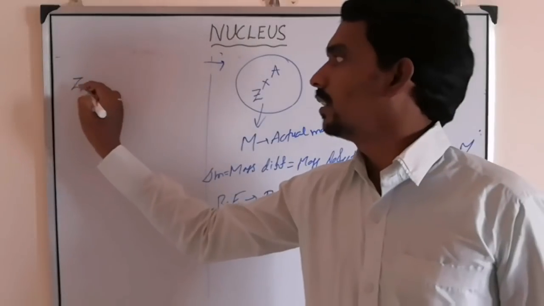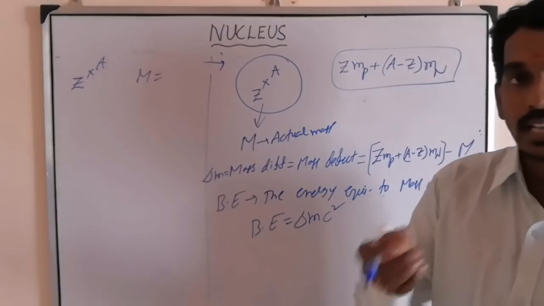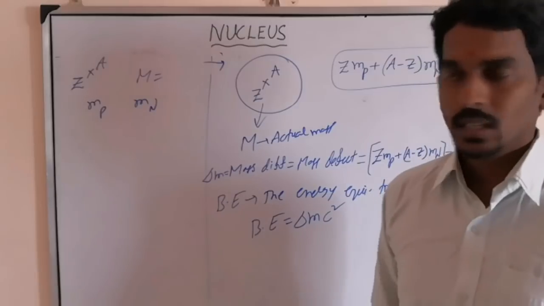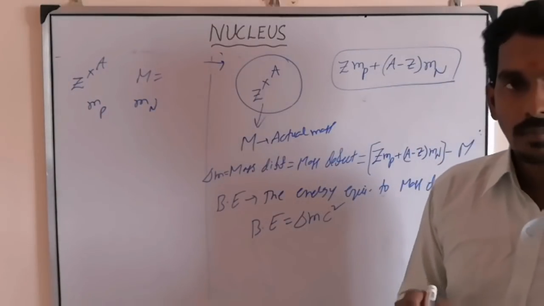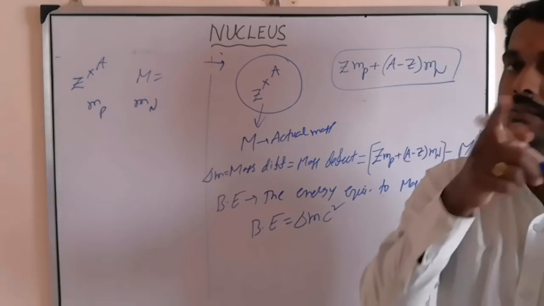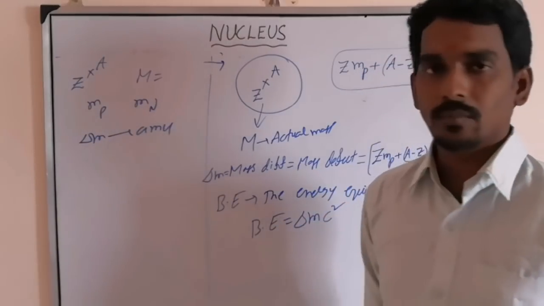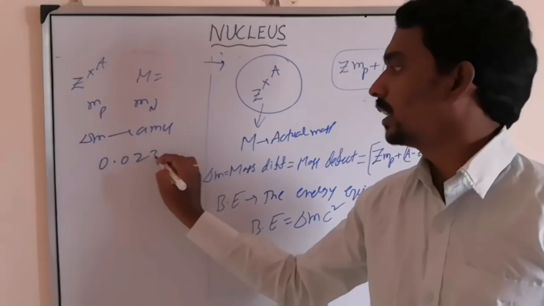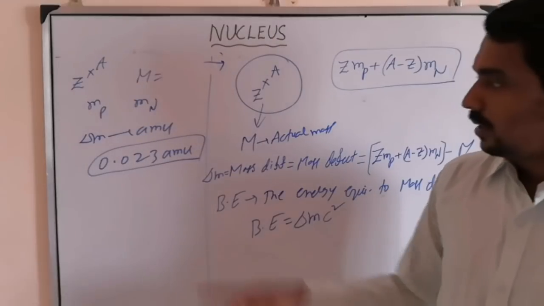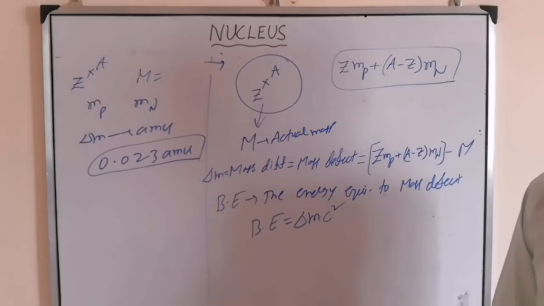For example, they have given some Z X A. They have given the mass, that is M, the actual mass of the nucleus. They have given Mp, they have given Mn. Then you can calculate the mass of the constituents. But everything they will give in terms of AMU. Then delta M also you will get in terms of AMU, like 0.023 AMU came, where AMU is atomic mass unit and delta M is the mass defect after calculating.